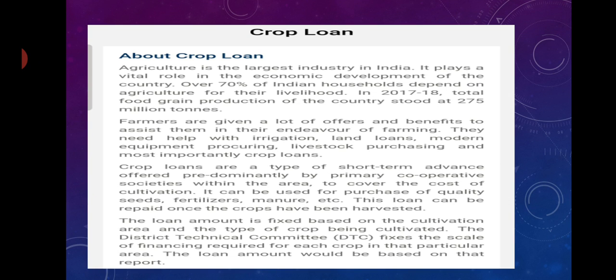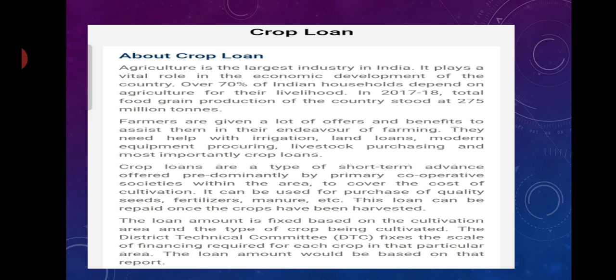So first of all, we have to study what the crop loan is all about. Agriculture is the largest sector in the country. India is an agrarian economy, and it plays a vital role in economic development. Over 70% of the population or households still depend upon agriculture and allied activity. The farmer is given a lot of offers and benefits to assist them in their farming endeavor, and they need the help of irrigation, land tools, modern equipment, procuring livestock, or most importantly the crop loan.